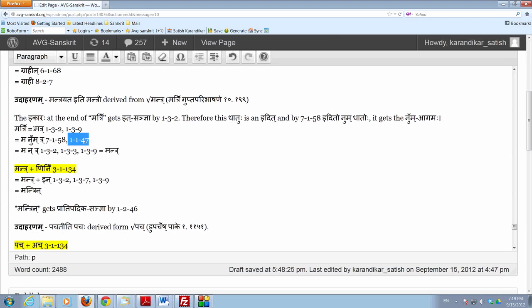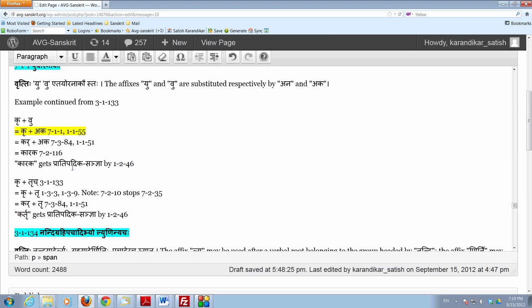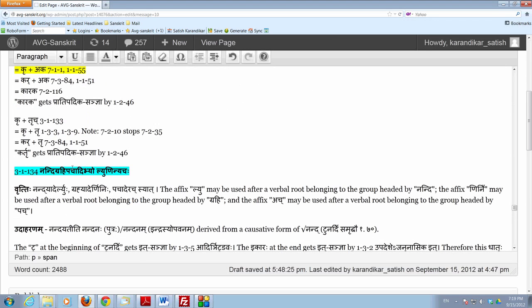In matra there's only one vowel, the akaraha. So the num agamaha comes after the akaraha. We get ma num tra, and then anubandha lopaha, upadeshe ajanunasika it, halantyam, tasya lopaha, we get mantra, and then following that we use the affix nini by the sutram nandigrahipachadibhyo lyuninyachaha.